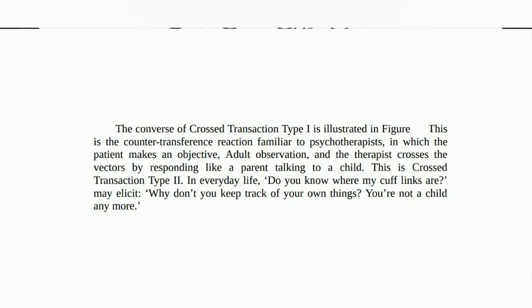The converse of cross-transaction type 1 is illustrated in the figure. This is the counter-transference reaction familiar to psychotherapists, in which the patient makes an objective, adult observation, and the therapist crosses the vectors by responding like a parent talking to a child. This is cross-transaction type 2.